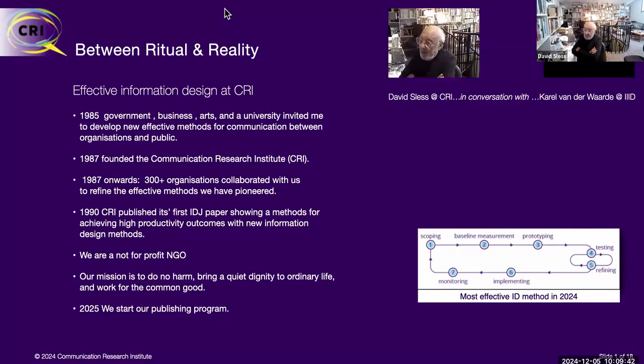So from 1987 onwards, we just had a constant stream of interest in what we were doing. 300 organizations collaborated with us. And that really helped us get moving and gave us lots of opportunities, so that by 1990, we produced our first case history, and we were able to write it up in IDJ, and it's still there for everyone to see.